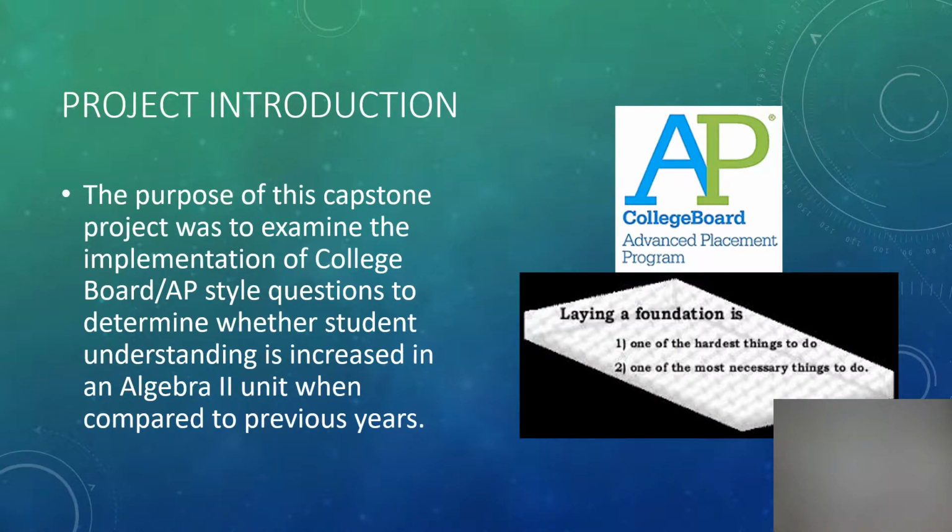The purpose of this capstone project was to examine the implementation and usage of AP-style questions in lessons and assessments to determine whether these helped increase student understanding on the unit of inverse functions and composition of functions. The determination is made based on the comparison of test scores between the year AP-style or College Board questions were used and previous years, as well as analysis of student pre- and post-surveys. Measuring understanding using unit assessment scores revealed how effective vertical alignment is.